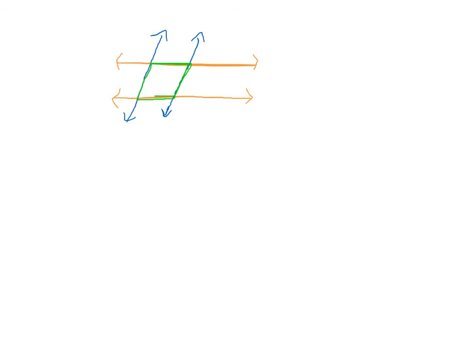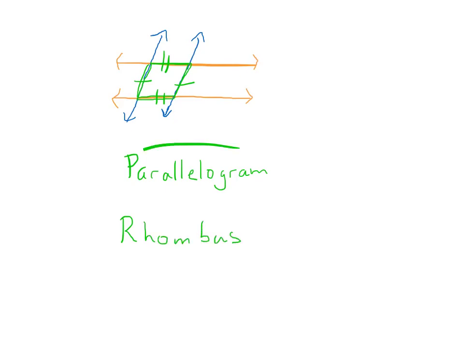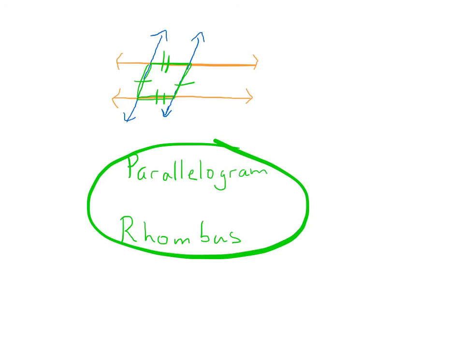Well, in my case, I could almost say there are two. It's obviously a parallelogram because opposite sides are parallel. This side is parallel, the top is parallel with the bottom. But because it looks like all of the lengths of the sides are the same distance, I could also call it a rhombus. So in this case, the figure could be both a parallelogram for sure and also a rhombus because it looks like all the lengths of the sides are equal.